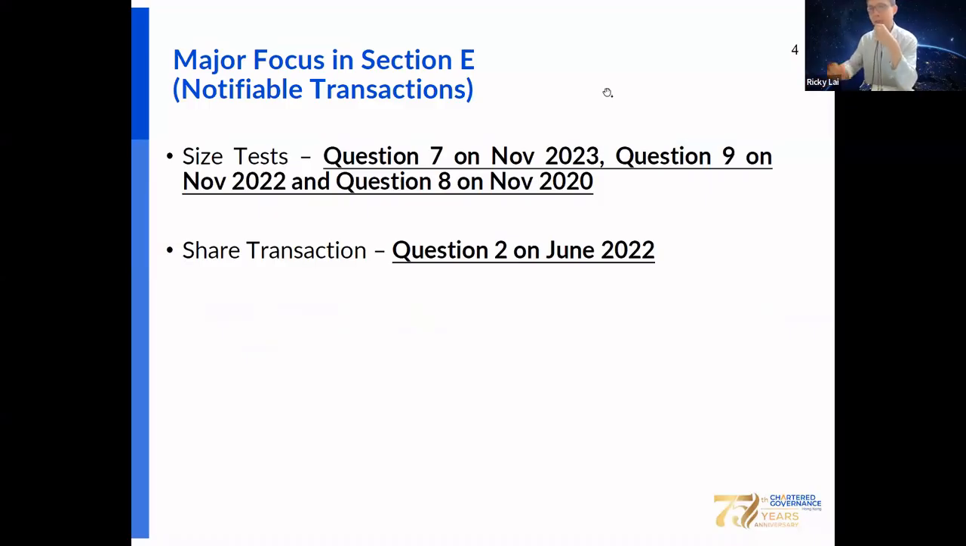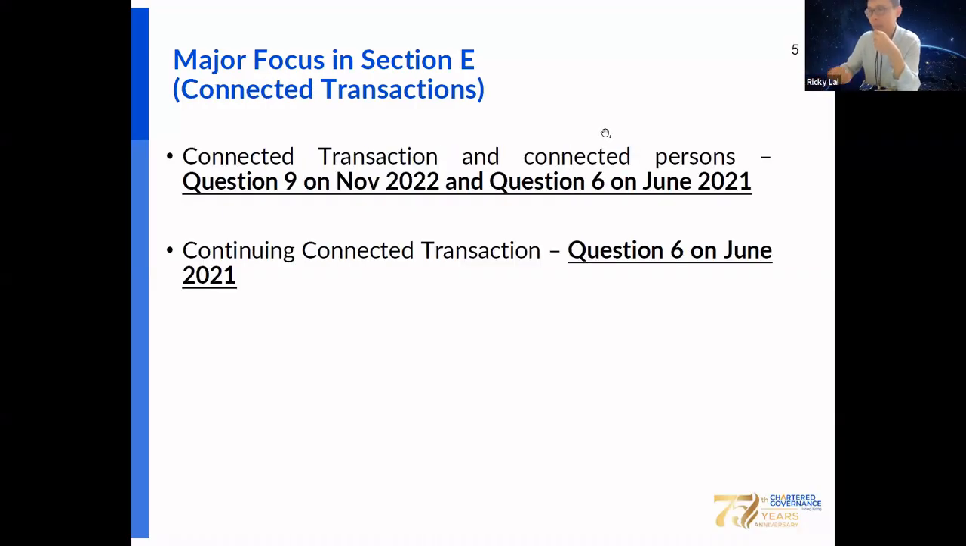For the next topic, we will focus on Chapter 14 of the listing rule, that is notifiable transactions. When talking about notifiable transactions, the size test calculation is very important. Size tests are a common topic in previous exam papers, so you should be well prepared on all 5 size tests, understand the formulas and how to make the calculation according to the question requirements. There are also some questions asked about some types of transaction, like share transactions, for example.